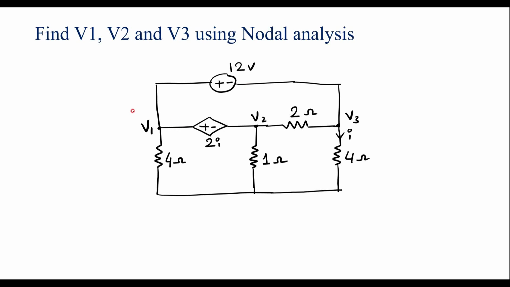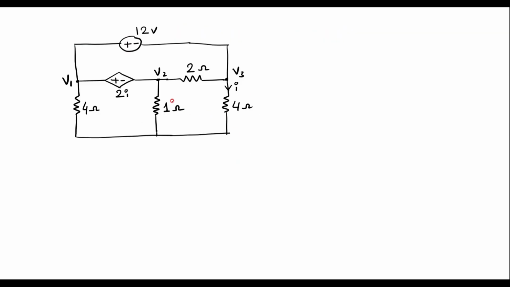In this video, let me consider one numerical on node analysis. Find V1, V2 and V3 using nodal analysis. This is the given circuit. Here voltage at this node is V1, voltage at this node is V2 and voltage at this node is V3. We need to calculate these three voltages using node analysis.